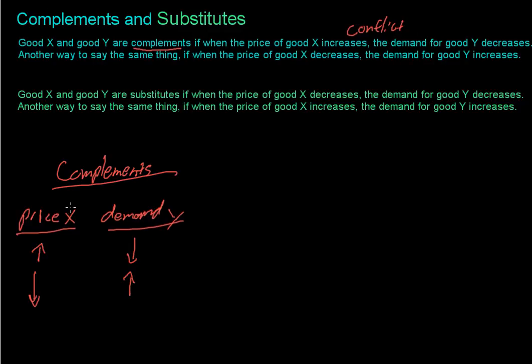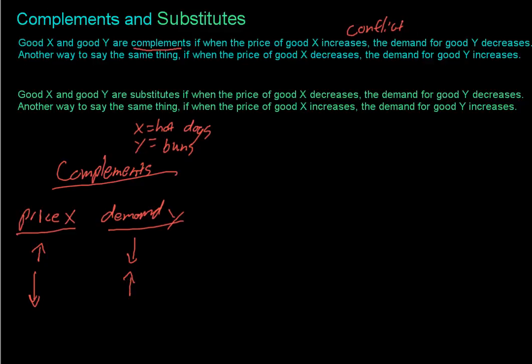So one common example is a hot dog and a hot dog bun. Let's make good x be hot dogs, and y is hot dog buns. If hot dogs all of a sudden are really, really expensive, then there's going to be less of a demand for hot dog buns because no one's going to be eating hot dogs, so they don't need hot dog buns. The other way around, if hot dogs are really, really cheap, lots of people are going to eat hot dogs, so there's going to be a huge demand for hot dog buns. So that's just a quick example.